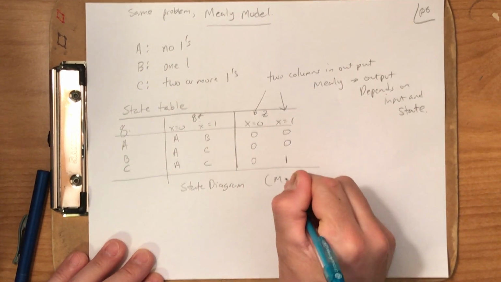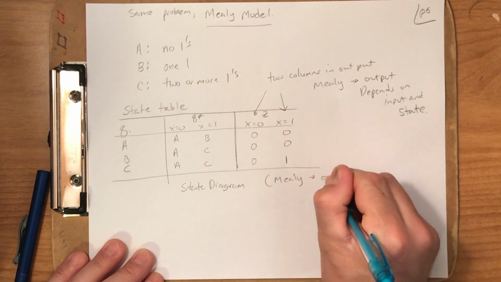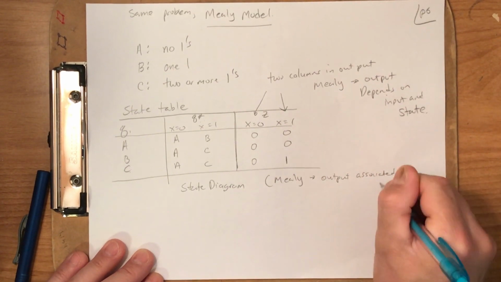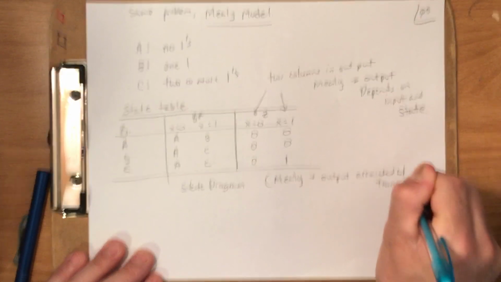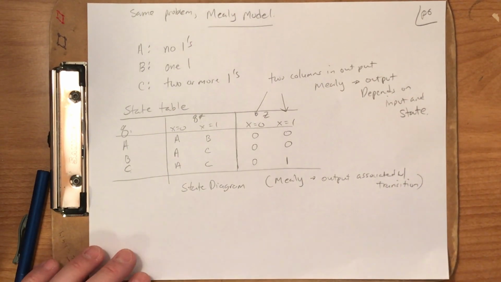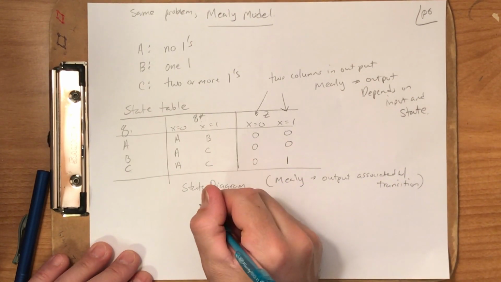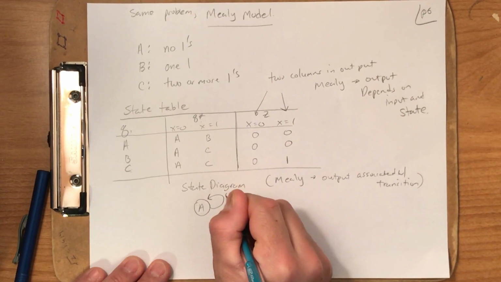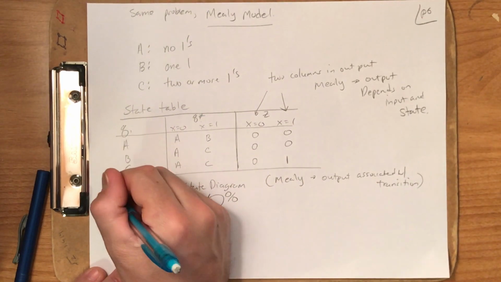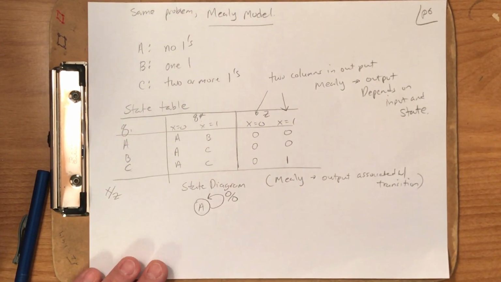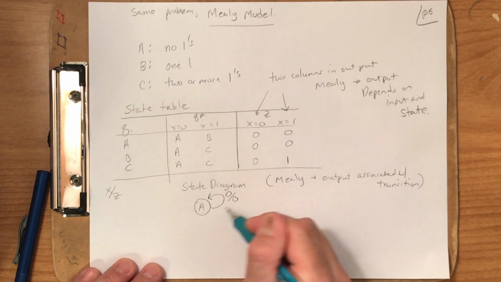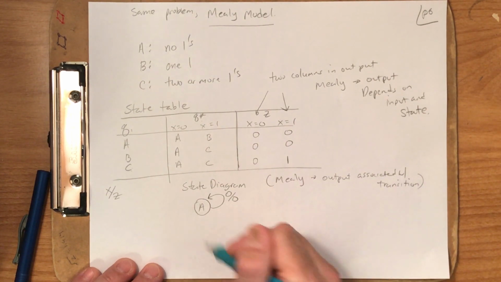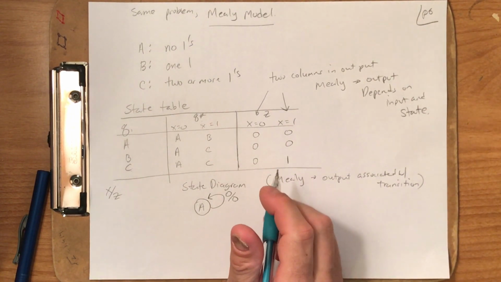State diagram. So for Mealy, output is associated with transition. So again, note the difference. You'll have to be able to do both kinds. So state A, we don't put the output here, put it here. And for a little legend of what this is, X over Z. Input 0, output Z, output 0, we stay in state A.